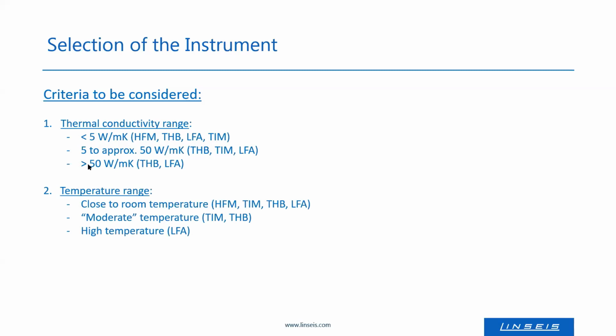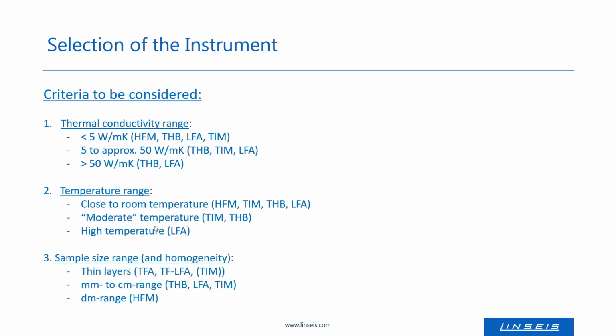The second point to consider is the temperature range you are interested in. Some instruments are able to measure at low temperature or close to room temperature. Others allow to measure the moderate temperature range, and others go even to very high temperature. Third criterion is the sample size and its homogeneity. So there are instruments for thin layers. There are instruments which can analyze samples in a millimeter to centimeter range, and others need very big samples in the decimeter range, like the heat flow meter.